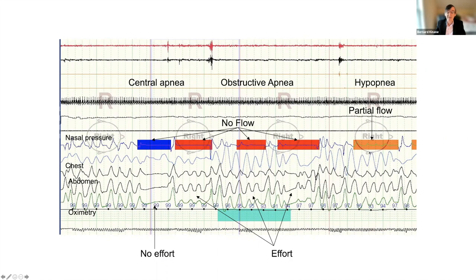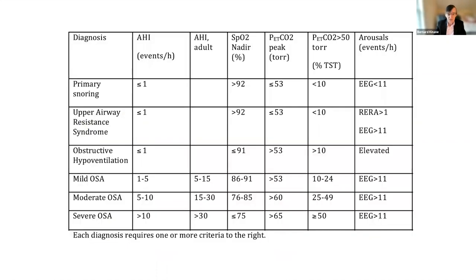And then the next step we do is we see how many apneas and hypopneas we have per hour, and we call this the AHI, apnea hypopnea index. Now this is a very complicated slide, and I don't want you to focus on it too much, but I do want you to focus on the criteria for obstructive sleep apnea. They call them mild, moderate, and severe.